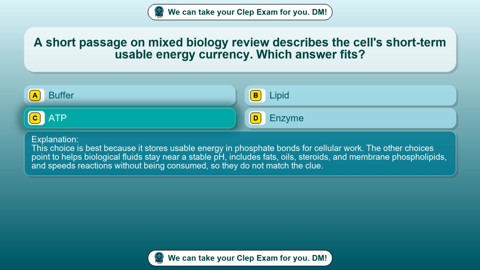This choice is best because it stores usable energy in phosphate bonds for cellular work. The other choices point to helps biological fluids stay near a stable pH, includes fats, oils, steroids, and membrane phospholipids, and speeds reactions without being consumed, so they do not match the clue.